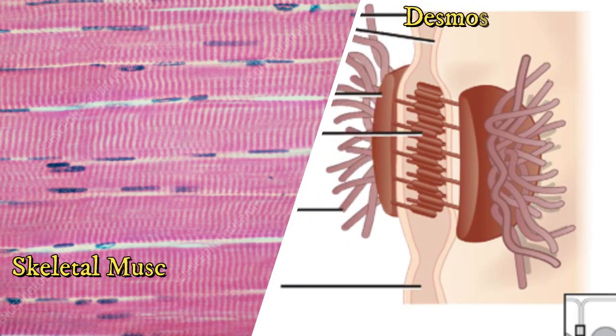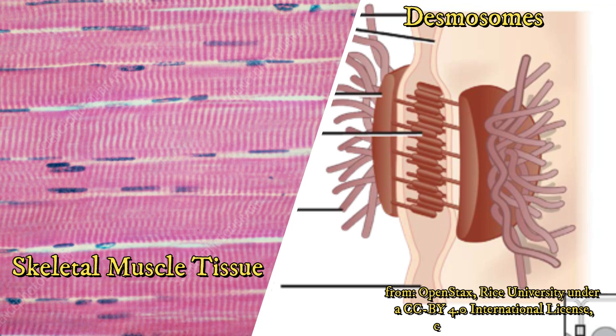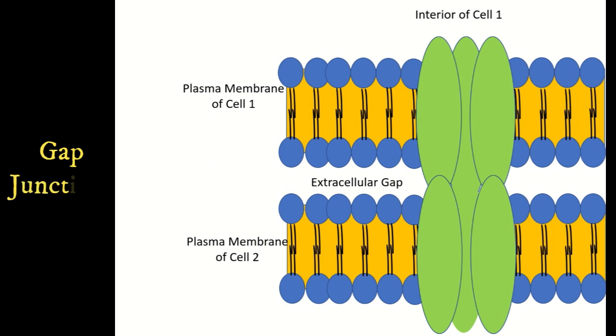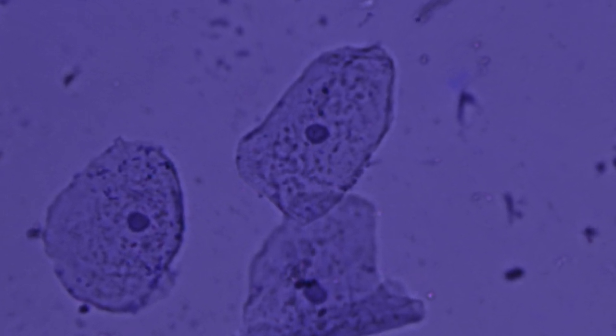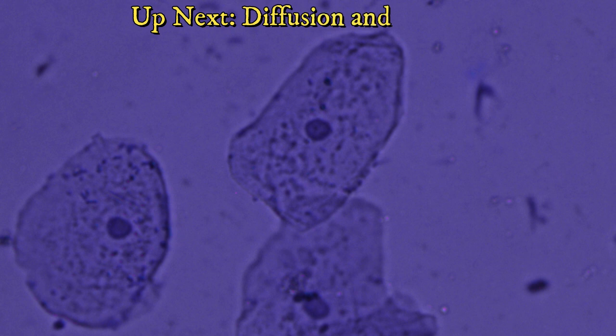Desmosomes are similar to tight junctions, only cadherin proteins are embedded in neighboring cells, making the tissue look like a continuous sheet. Gap junctions develop when channel proteins align, forming donut holes between two cells, allowing passage of materials between those cells. And now that we know the inner workings of the cell, let's take a look at the important structure that dictates what comes into the cell and leaves the cell, the plasma membrane.